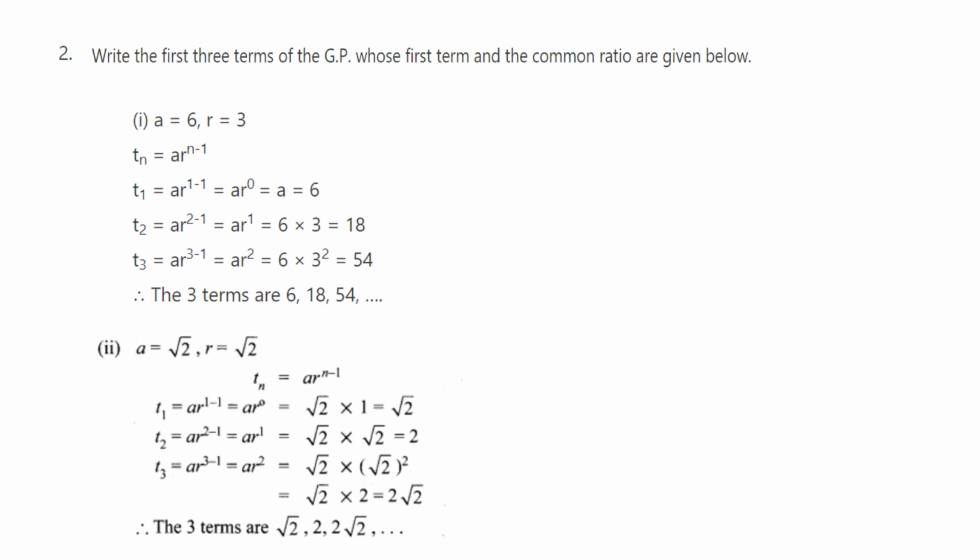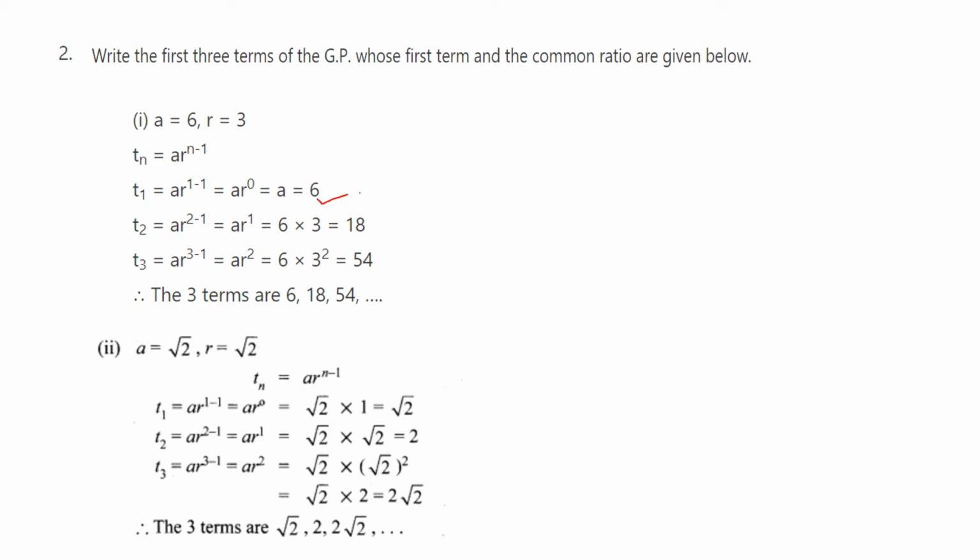Write the first three terms of the GP whose first term and common ratio are given below. Here first term A equal to 6 and common ratio R equal to 3. We use this formula: Tn equal to A R to the power n minus 1. First we have to find the first three terms. So n equal to 1, if we substitute, 1 minus 1, A R to the power 0. Any number to the power 0, that is R to the power 0 equal to 1 only. Given A is 6, so 6 into 1 equal to 6.